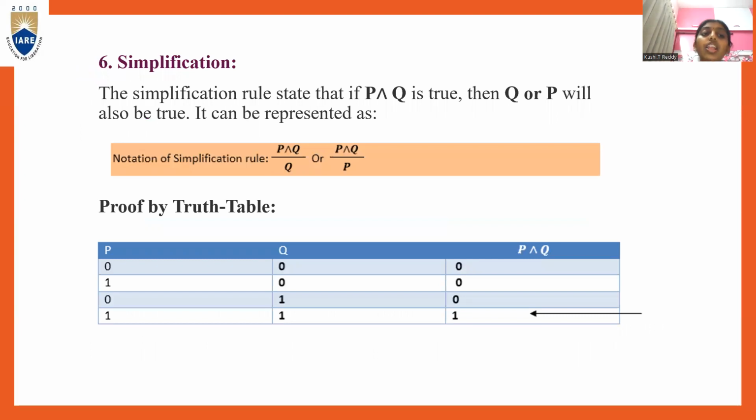Next is simplification. The simplification rule states that if P and Q is true, then Q and P will also be true. It can be represented as P and Q can be written as Q, or P and Q can also be written as P. So let us see the proof using the truth table. So here again you are having P and Q, that is two variables. So you will get 4 combinations again as usual. So when P and Q are 0, then P and Q will also be 0. If P is 1 and Q is 0, then also P and Q is 0. If P is 0 and Q is 1, then also P and Q value is 0. And if P is 1 and Q is 1, then P and Q value is 1.